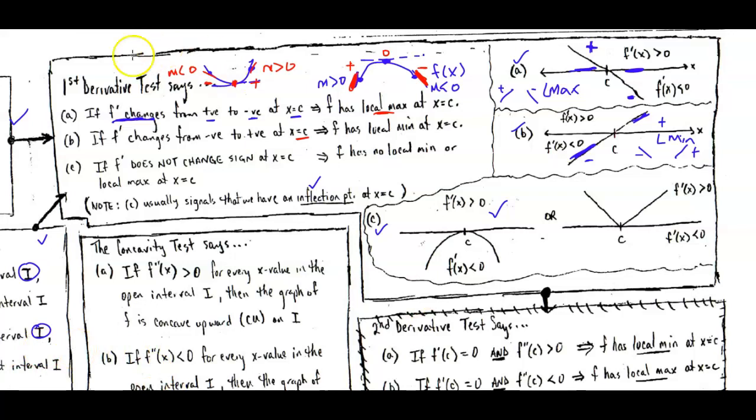All right. So now we understand essentially the first derivative test is just looking at a critical number. We want to see what is the behavior of the derivative before and after the critical number. Okay.